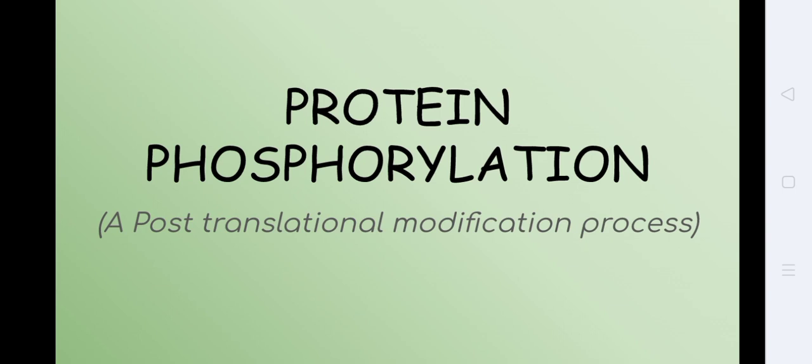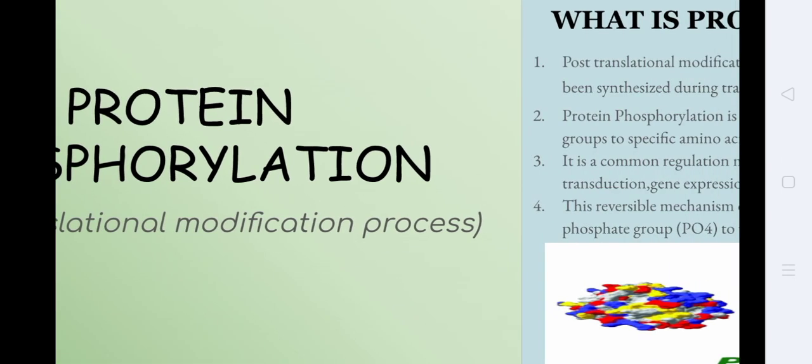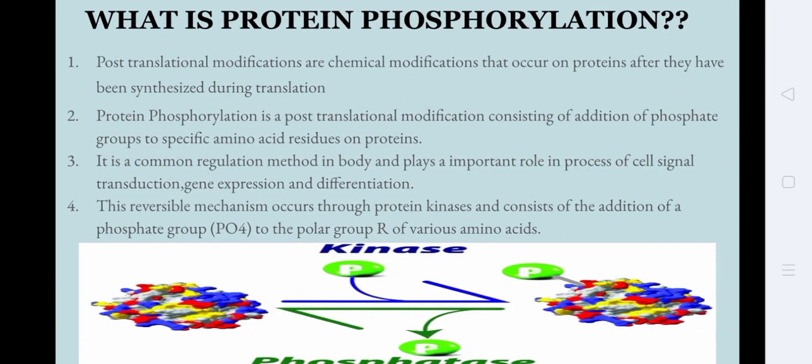Today we are going to talk about a post-translational modification process called protein phosphorylation. So firstly, what is post-translational modification or PTM? PTMs are nothing but the modifications which occur onto the protein after they have been synthesized. As the name phosphorylation suggests, it is the addition of a phosphate. After the protein has been synthesized, phosphate groups are added to specific amino acid residues on proteins.